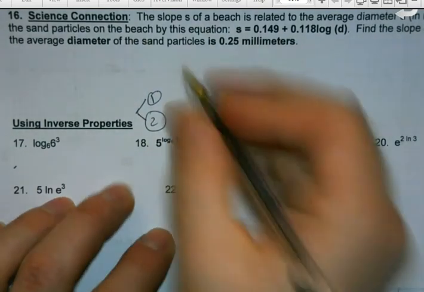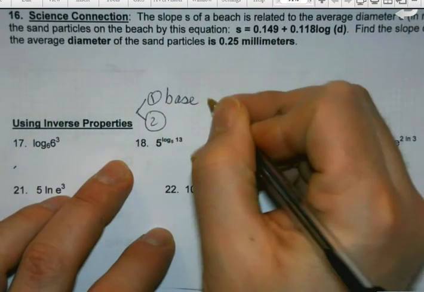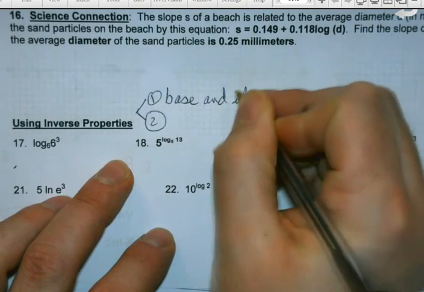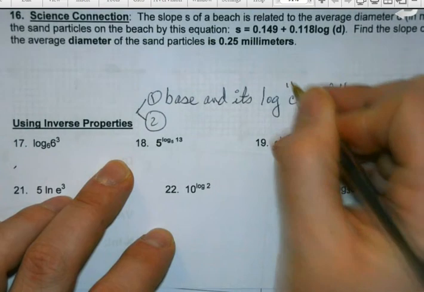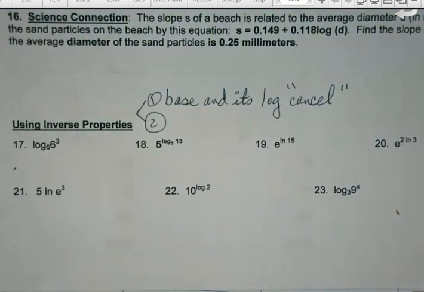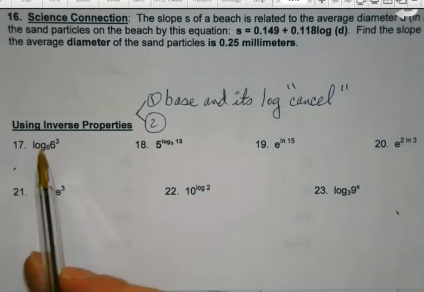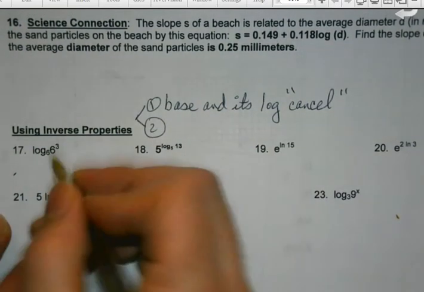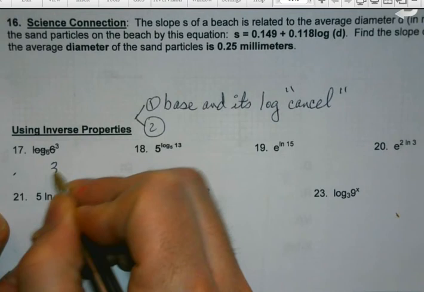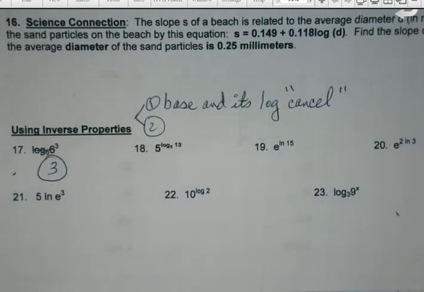The first one is any base and its log cancel each other. And I'll put cancel in quotations here because mathematically speaking, they're inverses, but understanding the word cancel is a little bit better. So for instance, when you're looking at 17, this is the prime example of our first rule. Log base 6 of 6. A log and its base are inverses, and in this case, all that's left is the exponent.